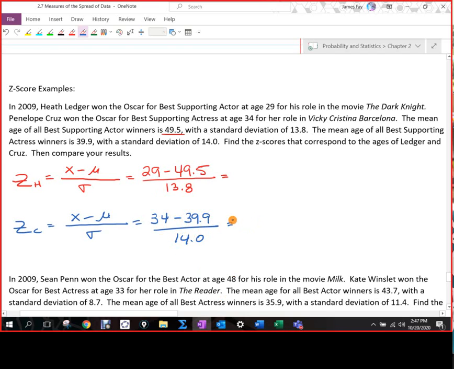So calculating those two things then, 29 minus 49.5, that's negative 20.5, divided by 13.8. This gives me 1.48551. Okay, and it's negative, and we'll talk later about the precision that we should go to, decimal place wise.